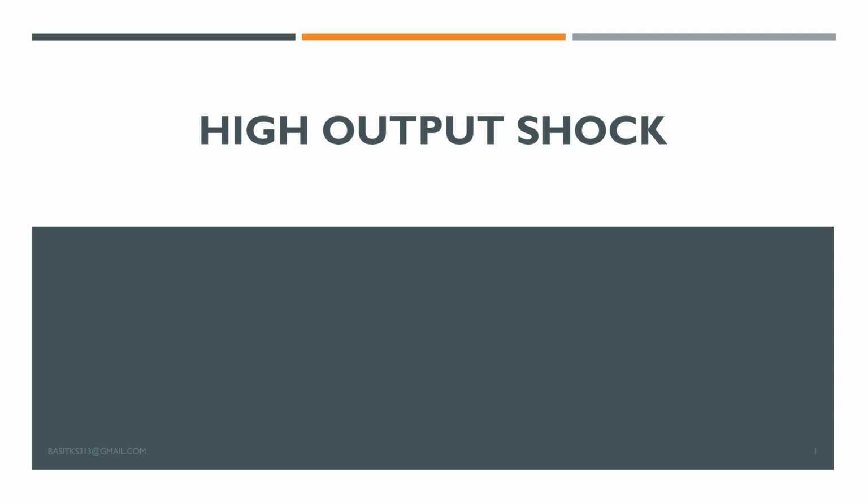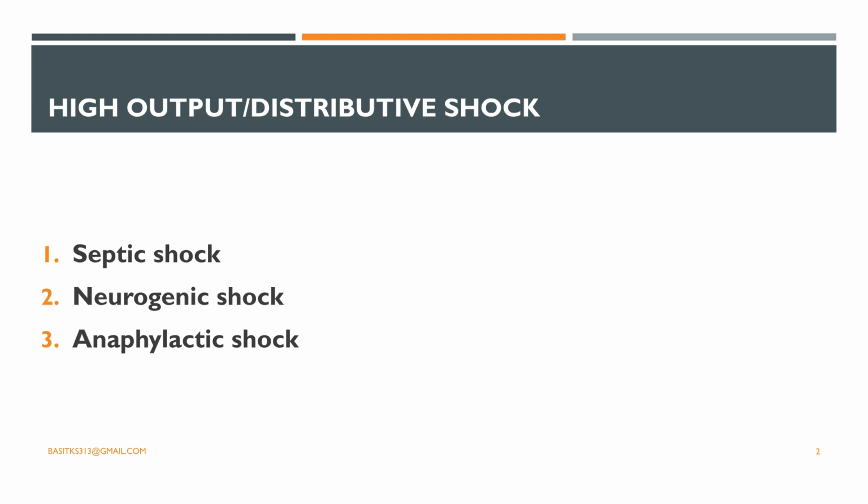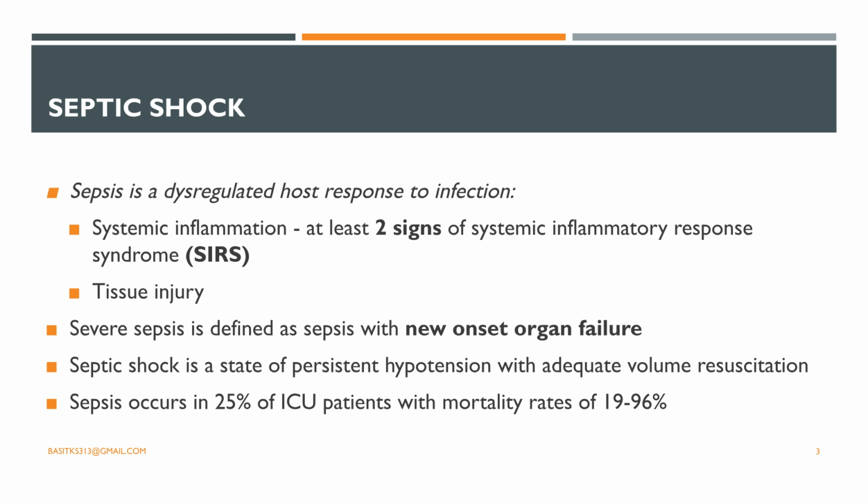This video will focus on high output shock, also known as distributive shock. High output or distributive shock includes septic shock, neurogenic shock, and anaphylactic shock. Septic shock is a state of persistent hypotension with adequate volume resuscitation, resulting from a dysregulated host response to infection.